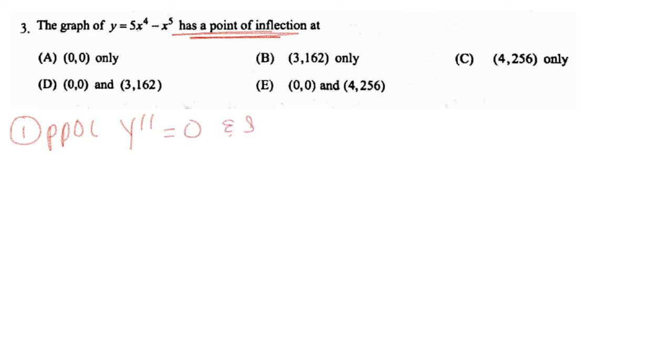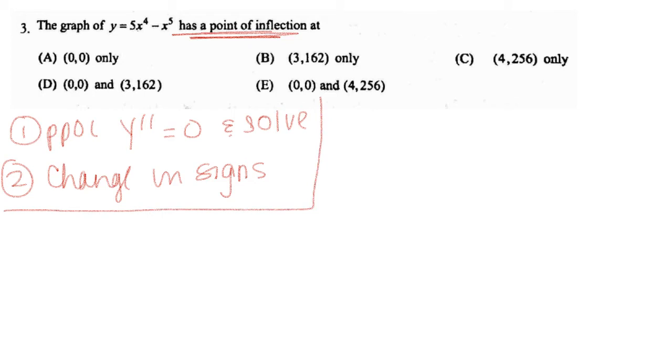And then the reason why we say it's a possible point is because the second part, we have to have a change in signs. So we have to look for that. Okay, so our second derivative, and we all can find that second derivative. Let's go through here and see. So let's see, y prime, that first derivative, that's going to be 20x cubed, and then minus 5x to the fourth. And now let's do our second derivative. Our second derivative is going to be 60x squared minus 20x to the third.